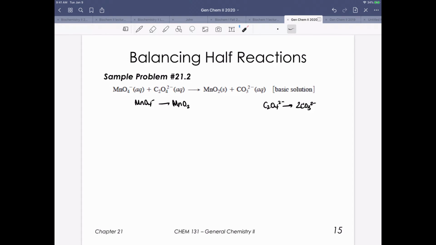This is going to be the most involved because it has to do with balancing atoms and charges. So remember, first go through and balance atoms other than oxygen and hydrogen, then balance oxygen by adding water, balance hydrogen by adding H+, and then balance charge by adding electrons. So go ahead and pause the video and see if you can figure that out for both of these half reactions.